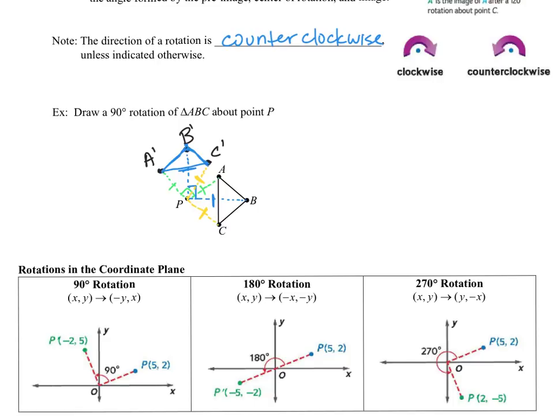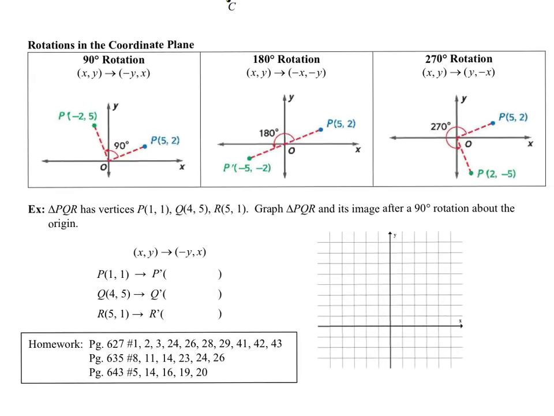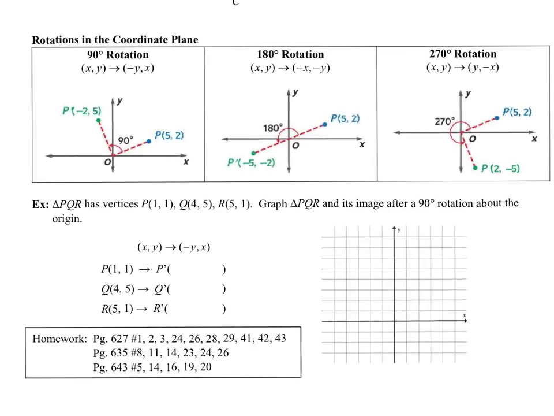So let's take a look at doing rotations in the coordinate plane. Those are a little bit easier because we have some rules to follow. So let's take a look at those rules. First of all, a 90-degree rotation, and by the way, these are all going to be rotations about the origin. So why don't you add that to the title? So these are rotations in the coordinate plane about the origin. Okay, so let's start with a 90-degree rotation.